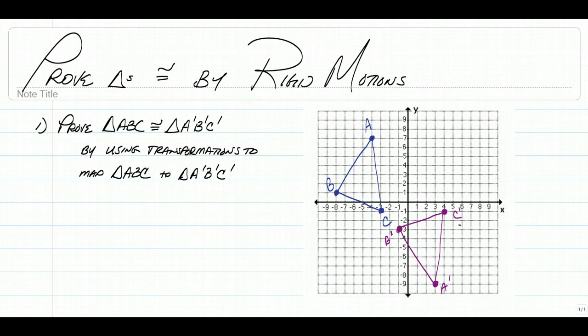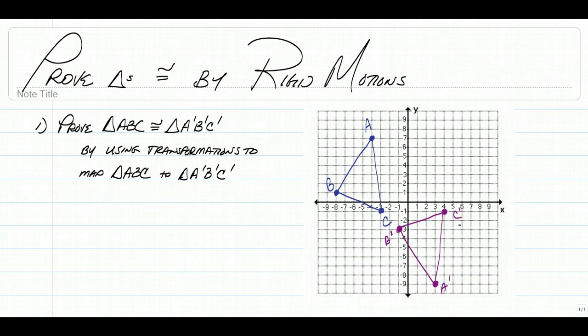So theoretically, there's many different ways you can do this. But since we are confined to a grid where we go from -10 to 10 in both the x and y direction, a lot of times it's helpful to try to keep whatever figure you're moving on the grid. So that'll limit you a little bit.